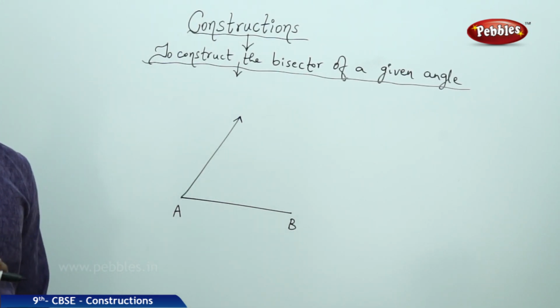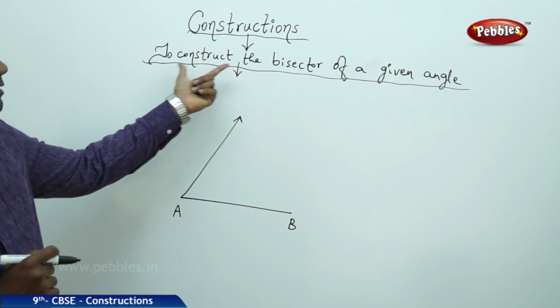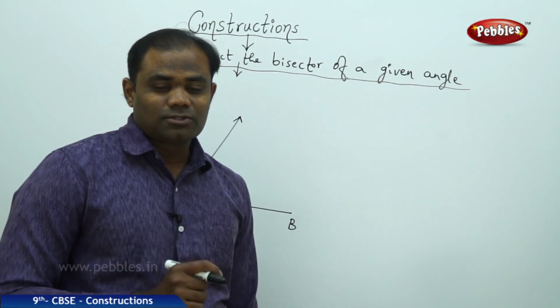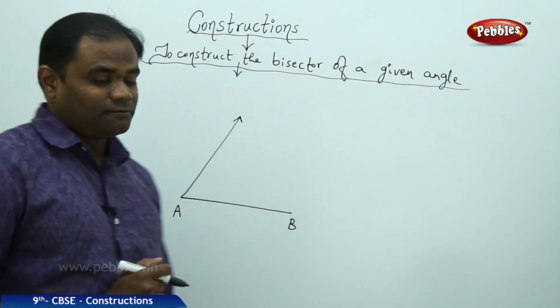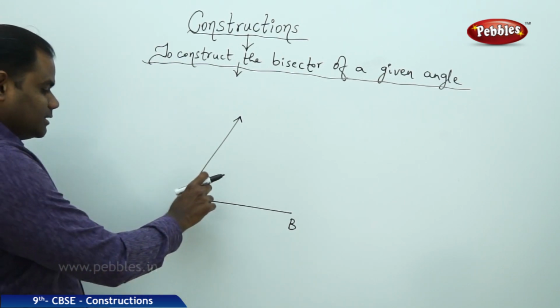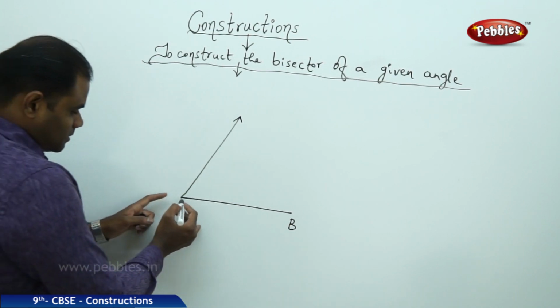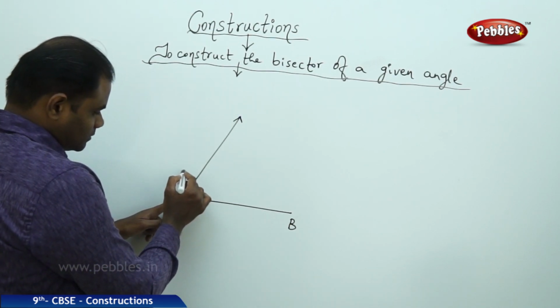Using construction is how we are going to learn the first step of constructing the bisector of a given angle. In order to do this, we have different steps to follow. Firstly, I take a compass pointed at this end and take some suitable radius. So fix the pointer of the compass out here and just draw an arc.